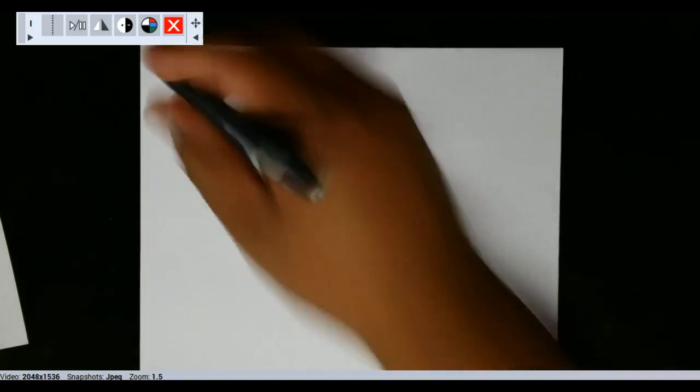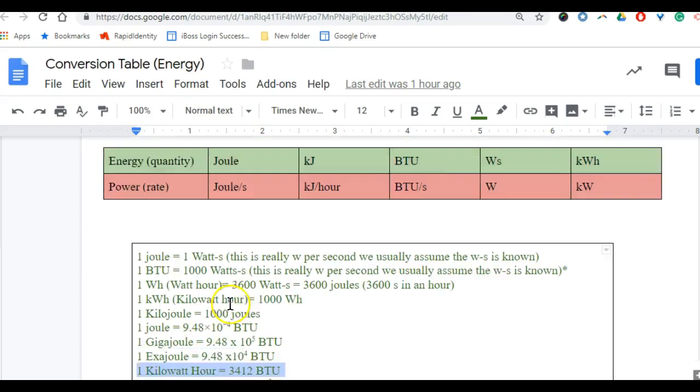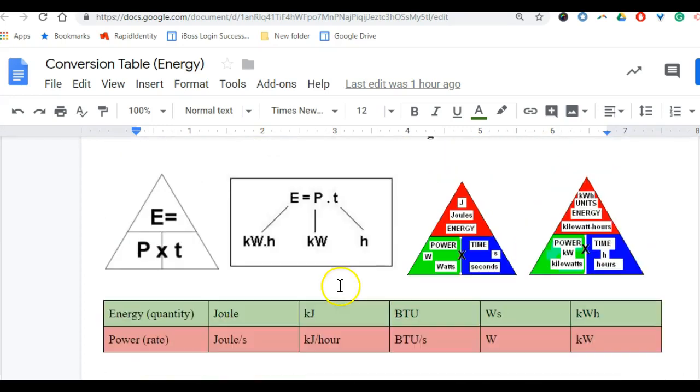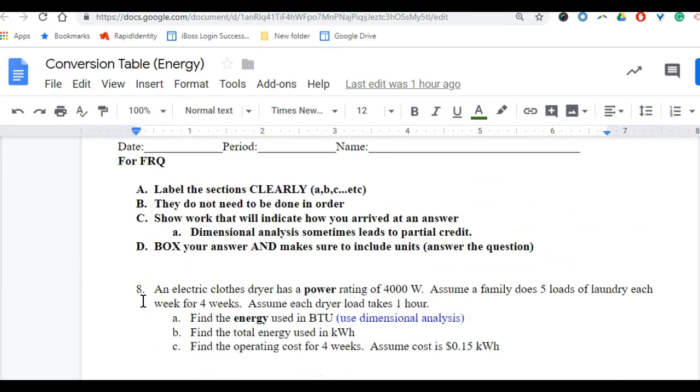All right, so here we go for problem number 8 right here. Now, let's go over to our conversion chart. First thing I want to take care of, which is really important for problem 8, is understanding quantity versus rate, or power versus energy. Over here in problem number 8, it says an electric clothes dryer has a power rating of 4,000 watts. Assume a family does 5 loads of laundry for 4 weeks. Assume each dryer takes 1 hour. Find the energy in BTUs.